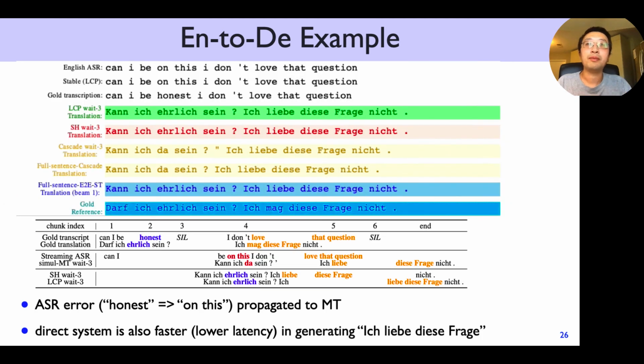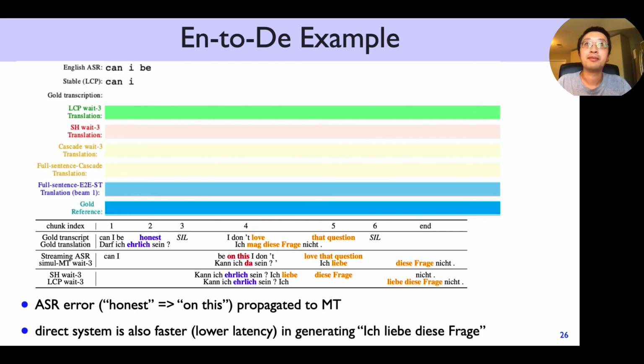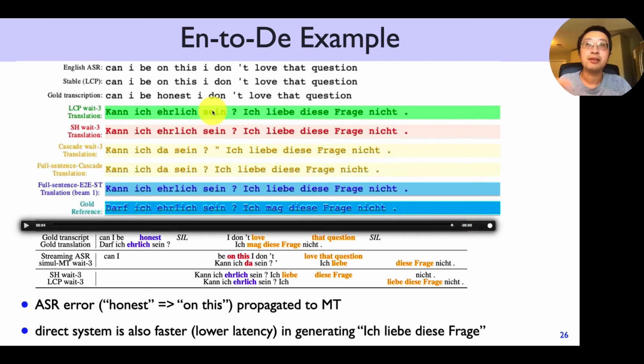Now, English to German, here also there's an ASR error. Can I be honest? I don't love that question. Can I be honest? And this honest is recognized as "on this" by the ASR. It's actually "can I be honest," even though they really sound very close to me. I mean, I cannot differentiate them as a non-native speaker. And if you use a cascaded system, then you got doomed because "on this" becomes Dasein instead of honest, right? And our system, being direct translation, can get it correctly, right?